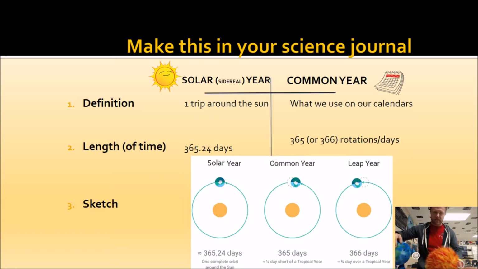How many days does it take? Normally it takes 365 days. The problem, and the Earth should be spinning this whole time, it's just hard to do. The problem is that after 365 days, and this is going to be exaggerated, as you start here, as you go around, after 365 days, the Earth is not back where it started in its orbit. You have to go a little bit farther in order to get back to where you started.